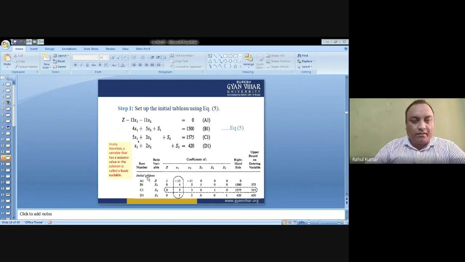And make this table. First is for the basic variable. Here you write Z, x1, x2, S1, S2, S3. This is the right hand side value. This is the upper bound of the entering variable. Just write these variables here, right?